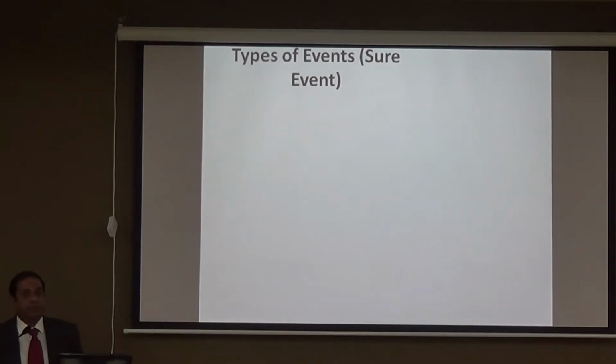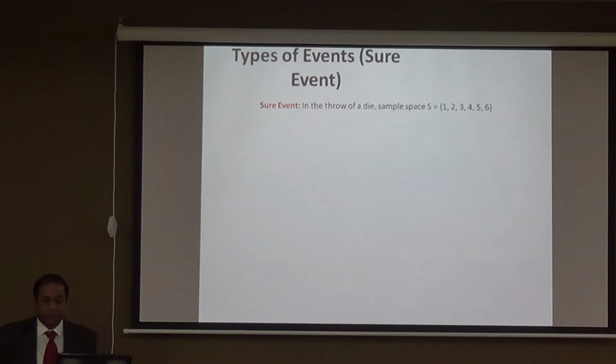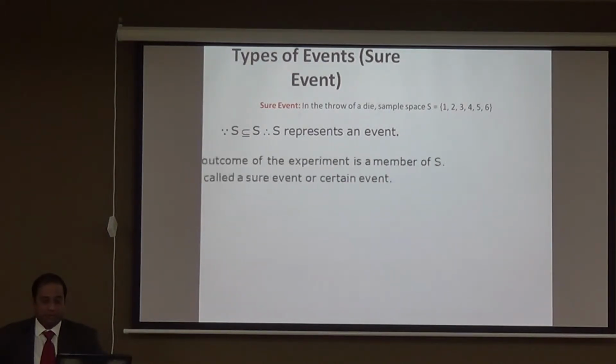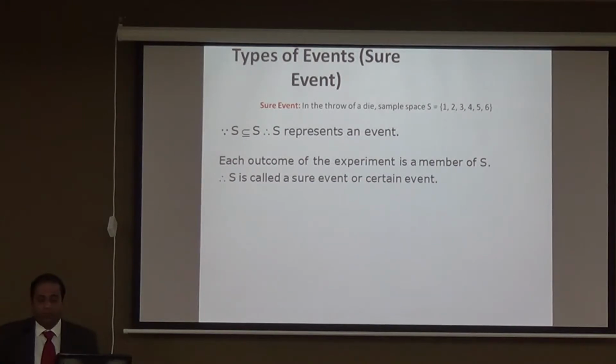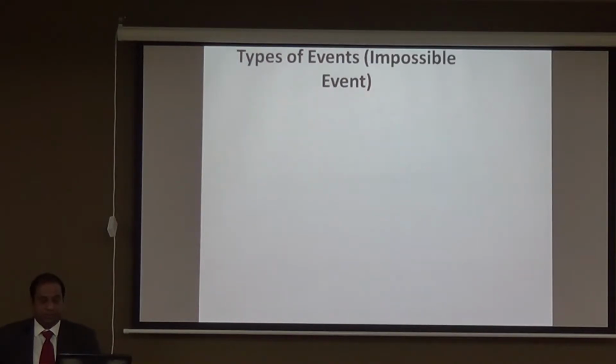Now we have certain types of events which are possible. The first event is the sure event, when the chance of happening of the event is 100%. For example, in a throw of a die, the sample space will become {1, 2, 3, 4, 5 and 6}. S is a subset of S because we know that every set is a subset of itself. It represents an event. Each outcome of an experiment is a member of S. Therefore, S is called a sure event or a certain event.